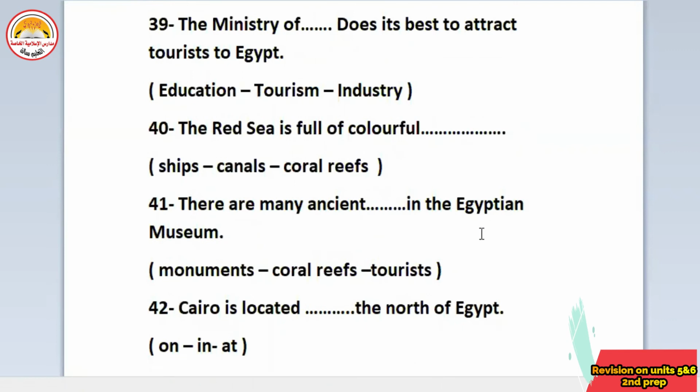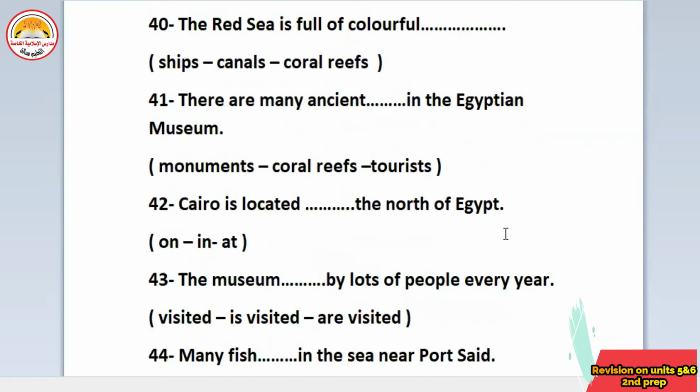Number 40, Bin Hassam. The Red Sea is full of colorful coral reefs. Coral reefs, very good, thank you. It's correct, very good. And number 41, Yusuf Odd. There are many ancient monuments in the Egyptian museum. Yeah, monuments, very good. So here there are many ancient monuments in the Egyptian museum. Very good, thank you.